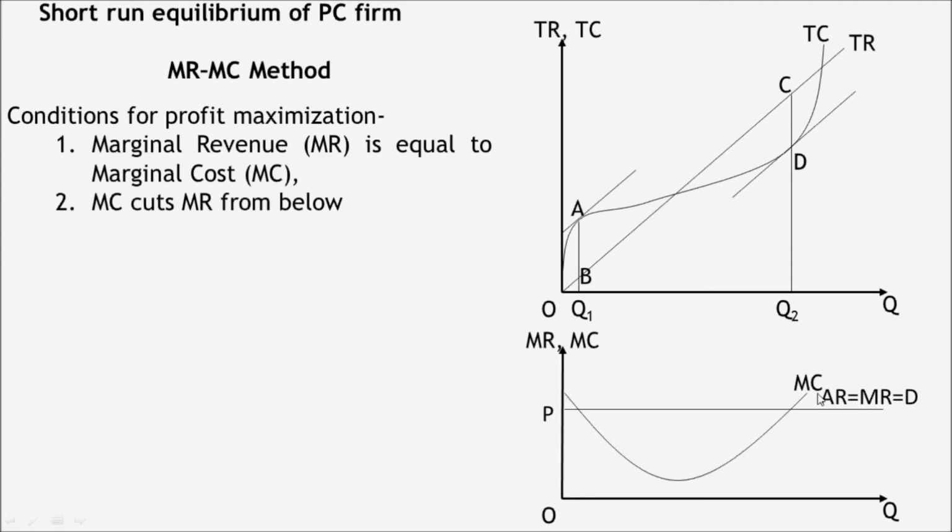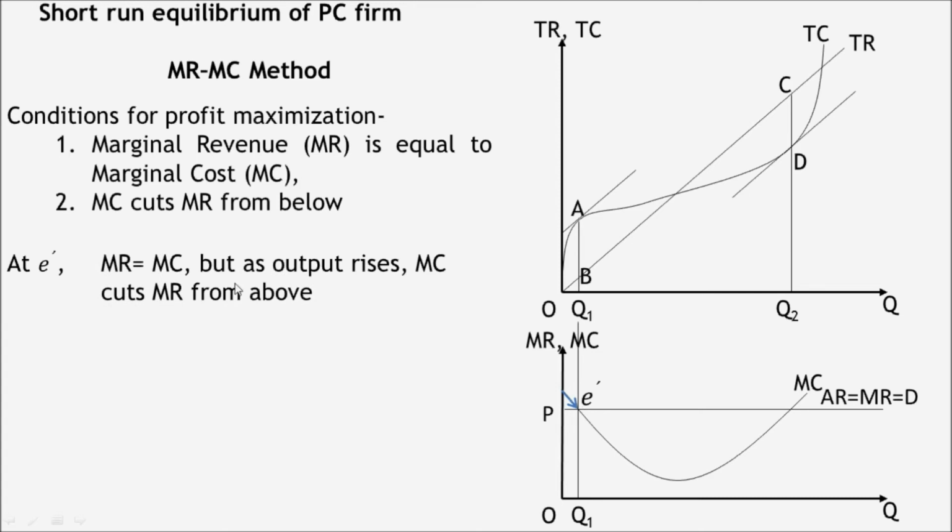In the figure, at E prime with Q1 output level, marginal revenue equals marginal cost. But with the rise in output, the marginal cost curve cuts the marginal revenue curve from above. So E prime is not an equilibrium point. At the corresponding output level, that is at Q1, in the upper panel of the figure, total revenue is less than total cost, which indicates loss, as we learned in our previous video in detail. Thus, at E prime, though marginal revenue equals marginal cost, the marginal cost curve cuts the marginal revenue curve from above. That is, E prime satisfies the necessary condition for profit maximization, but it does not satisfy the sufficient condition. So, at E prime, the firm is not in equilibrium. Q1 is not the equilibrium output level.